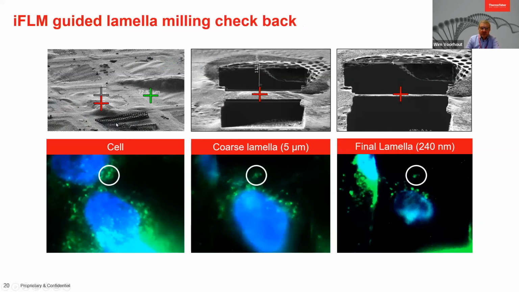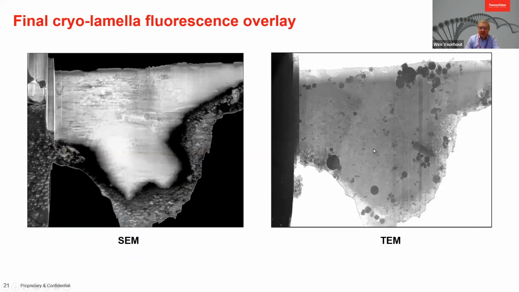So here you see a real example of that. We identified the cell of interest and the area of interest. You start milling the lamella. First we do a coarse milling, so that we have a lamella, in this case, of roughly 10 micrometers, or 5 micrometers. We can take a fluorescent image again to see if our area of interest or molecules of interest are still there. And then finally thin it down to the final lamella thickness of about 200 to 250 nanometers.